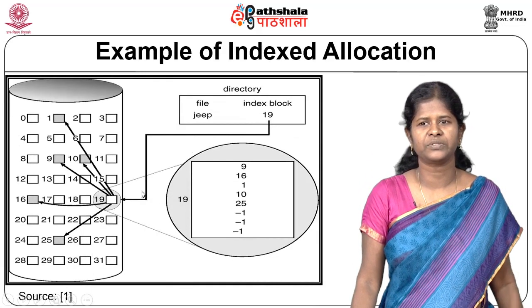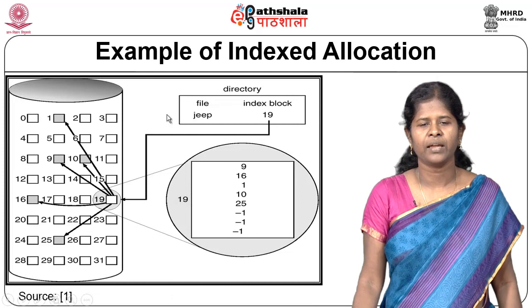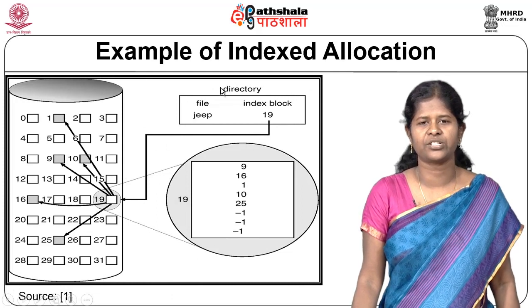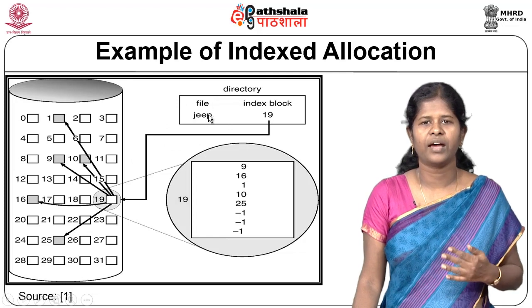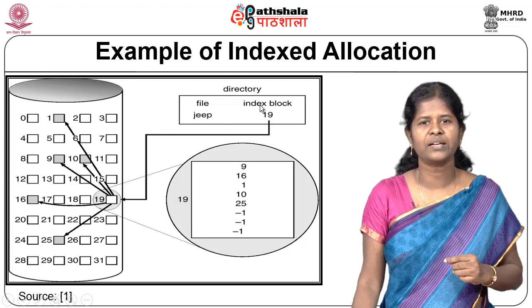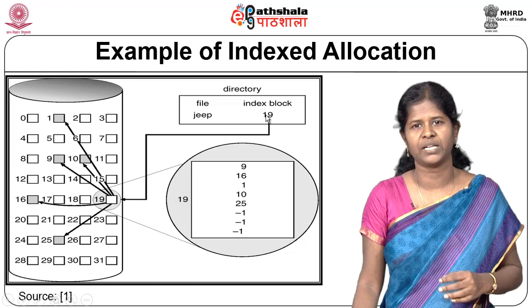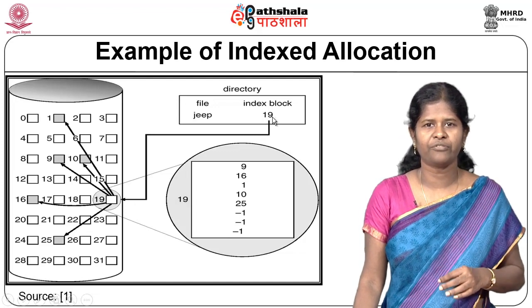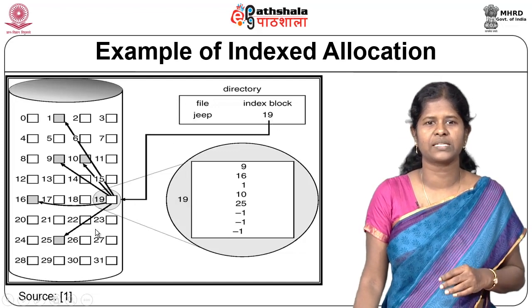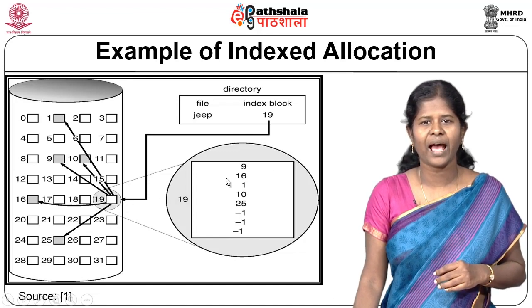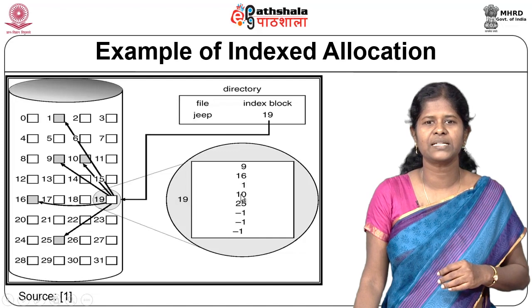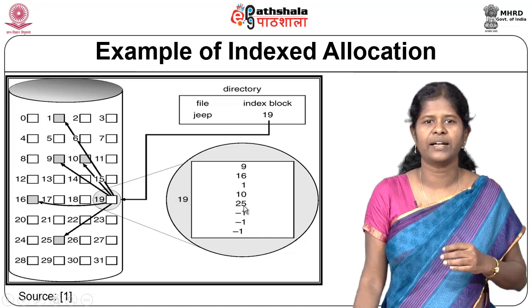So, look at this diagram. Here you find that you have a directory entry, the name of the file is given, and you also have the address of the index block that is kept in the directory entry. So, from here you find that the index block is 19 and the index block will look something like this. It will have a list of disk block addresses which contains the contents of the file.